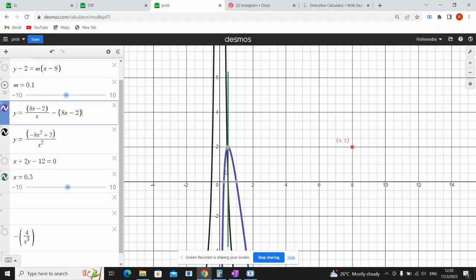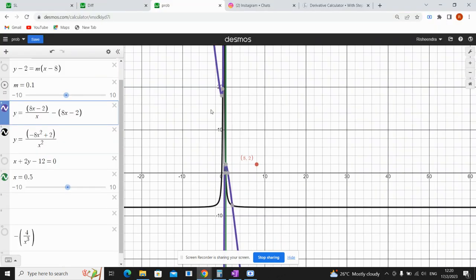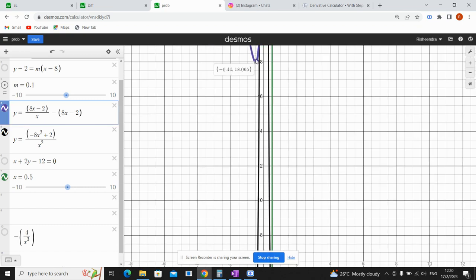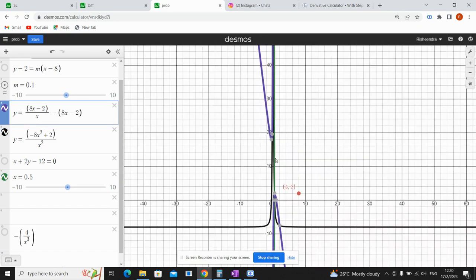But the question specifically mentioned it has a negative slope, which means on the negative side, the minimum value it has is 18. Clearly understood?